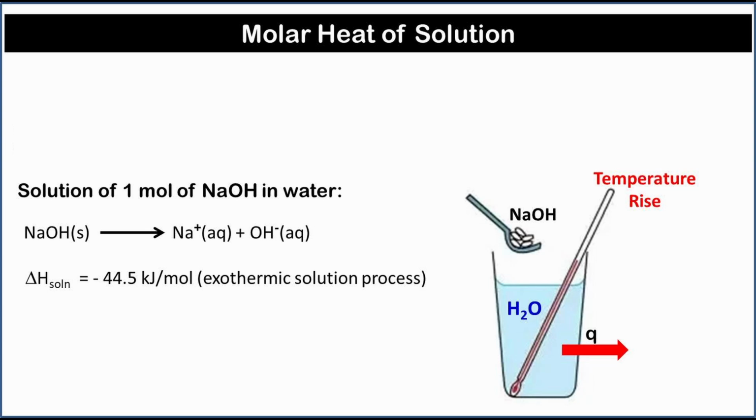When 1 mole of sodium hydroxide is dissolved in water, the solution can become so hot that it steams. The heat from this process is released as the sodium ions and hydroxide ions interact with the water. The temperature of the solution increases, releasing 44.5 kilojoules of heat as the molar heat of solution.